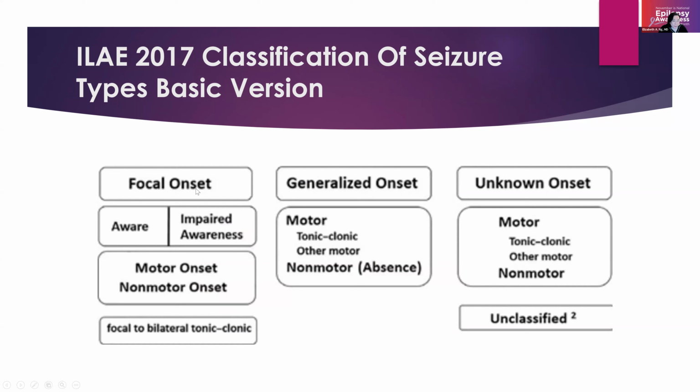So for focal onset, it can be either aware or impaired awareness, motor onset or non-motor onset, focal to bilateral tonic-clonic. For generalized onset, it can be motor, tonic-clonic, other motor, or non-motor, namely absence. And the unknown onset can be motor, which is tonic-clonic, other motor, non-motor, or unclassified.